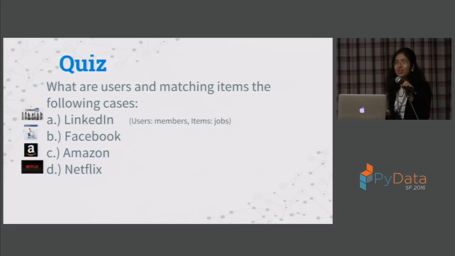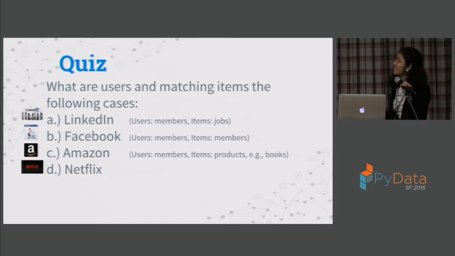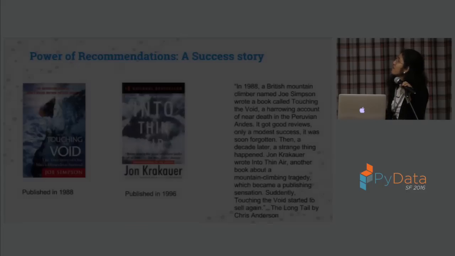So what about Facebook? What are my users here? Members. And what are my items here? Members. Again, members. Yes. And what about Amazon? The users are again members, and items are products, the books and whatever Amazon is selling. Right. And then how about Netflix? Users are members, and items are movies. Yes. So this was simple.